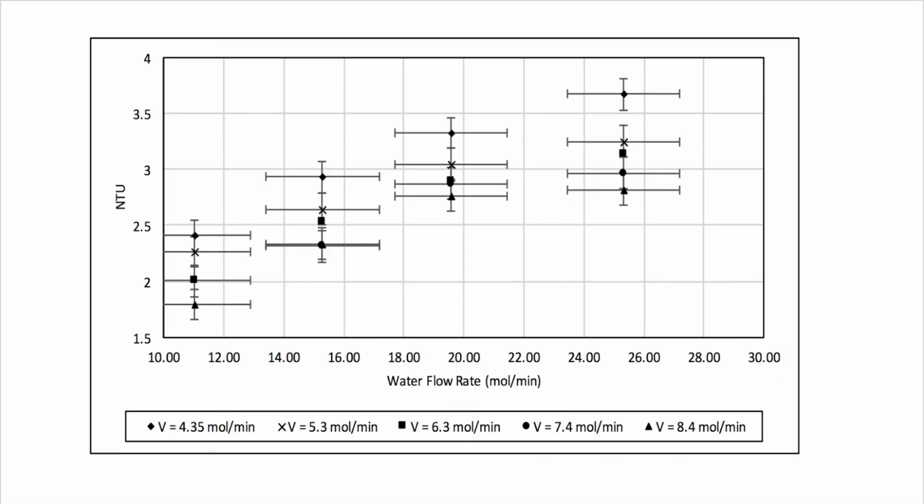This figure shows the dependence of NTU now on the water flow rate. As the water flow rate is increased, the number of transfer units also increases. This means that the more water that was running through the column, the more efficient the mass transfer, which makes physical sense because there was more water available to absorb the ammonia.